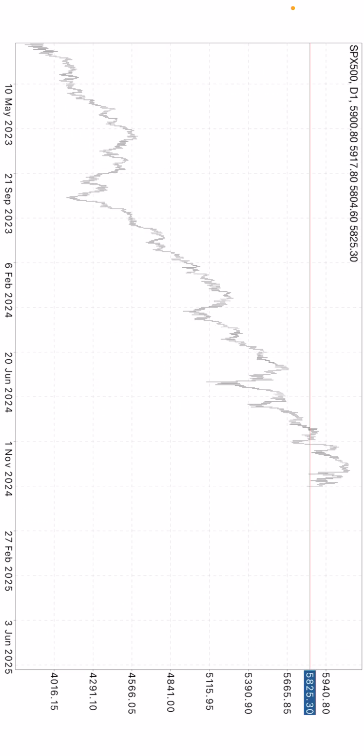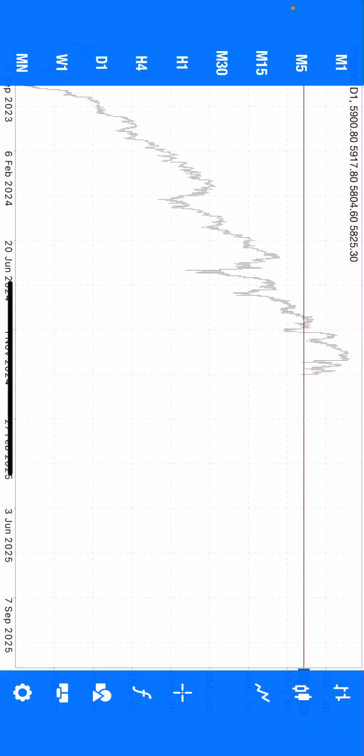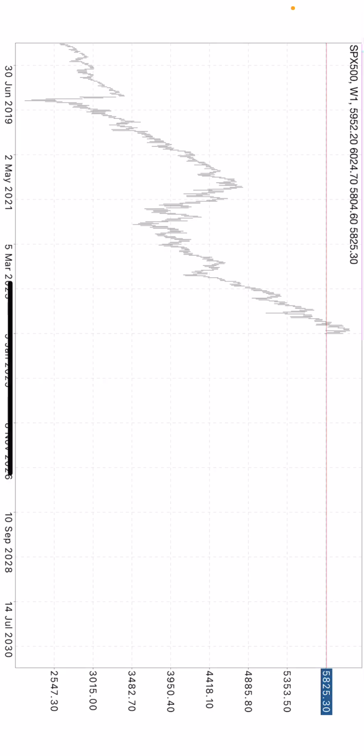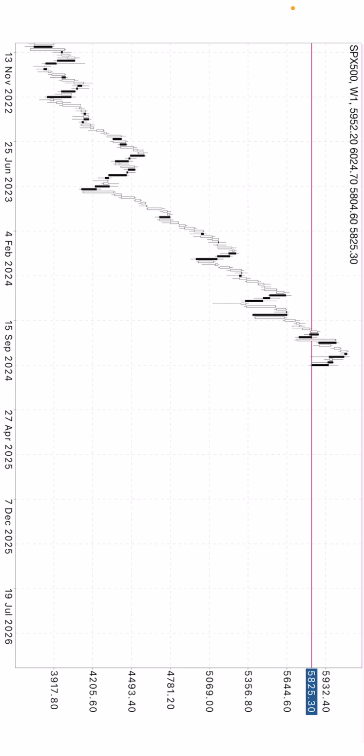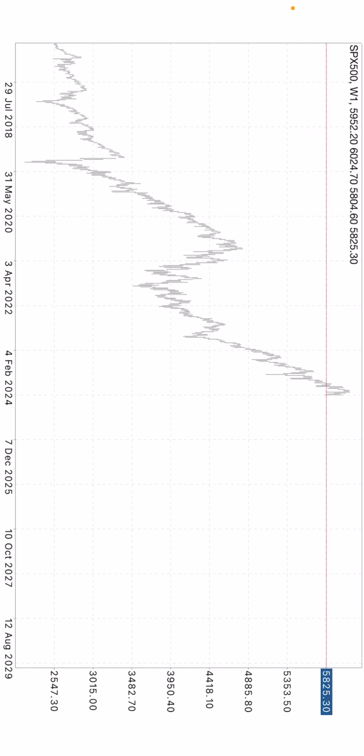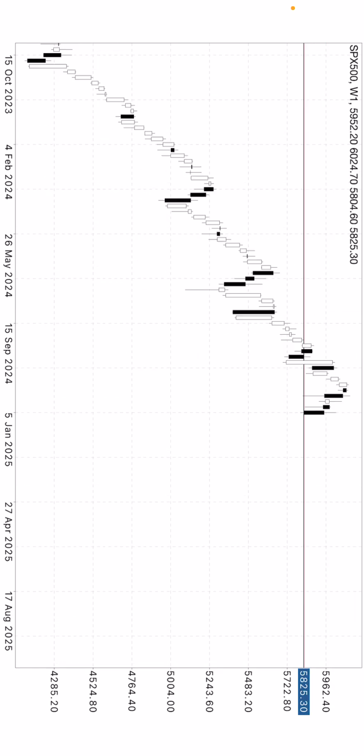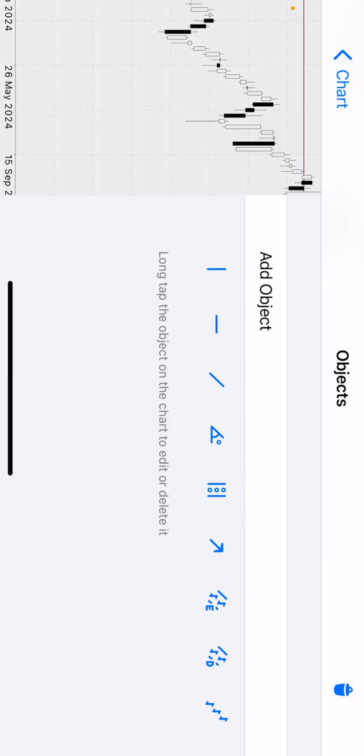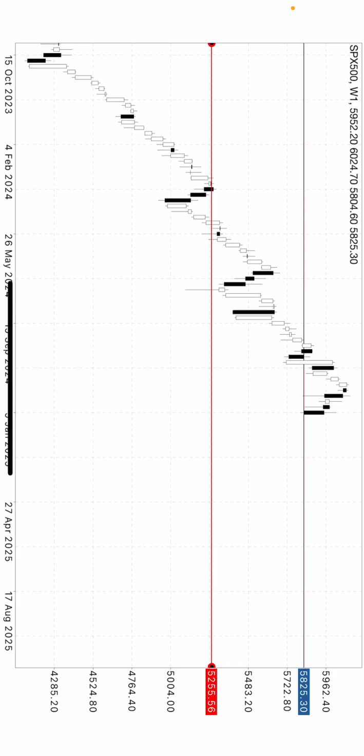Now, first and foremost, what do we do? We go to the higher time frame. It can be a weekly time frame, a monthly time frame, or a daily time frame. So now we start by spotting our major market key levels.